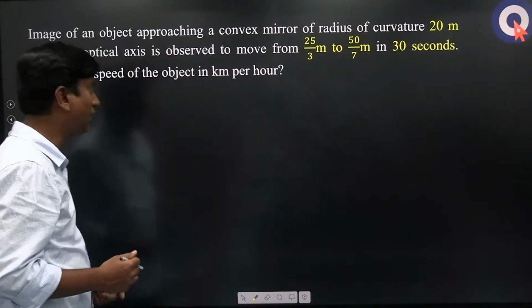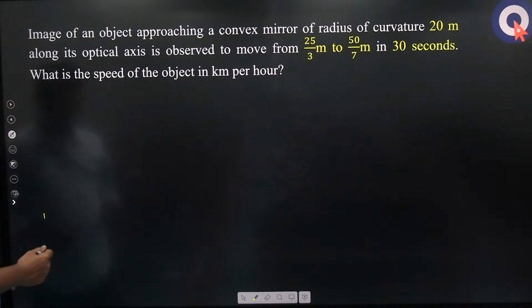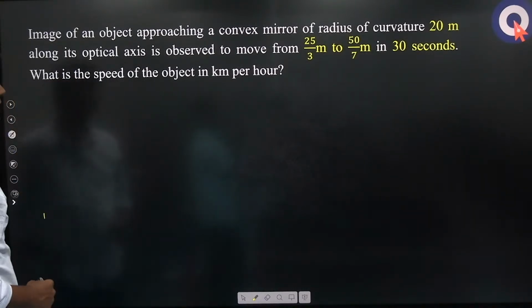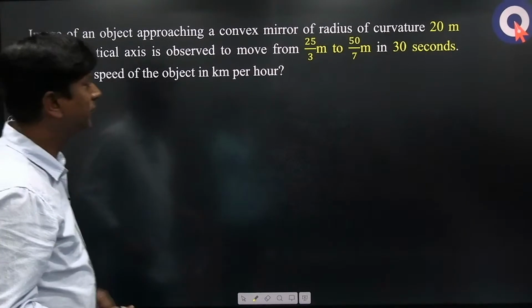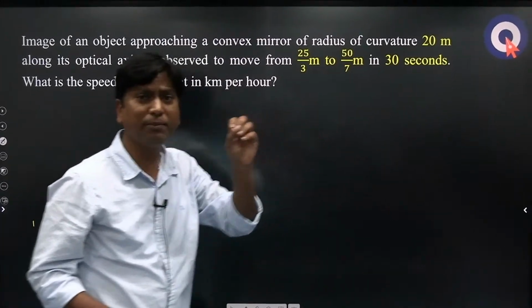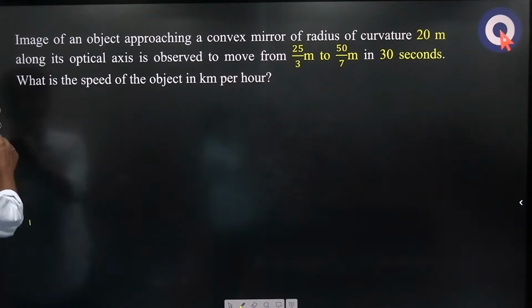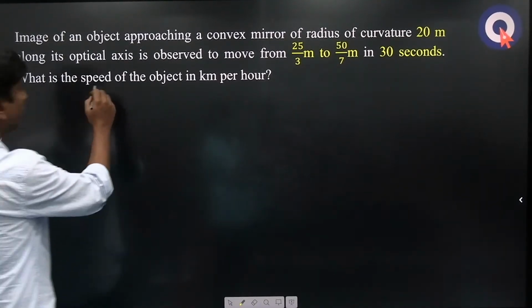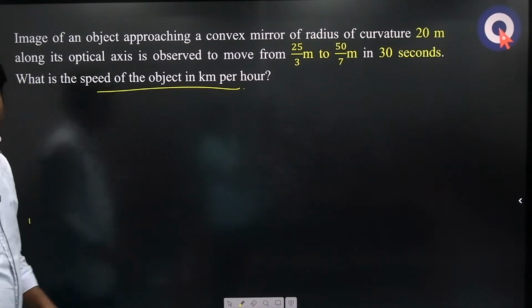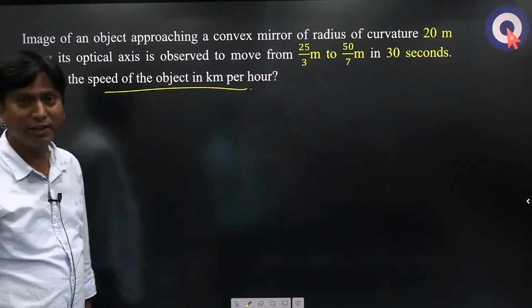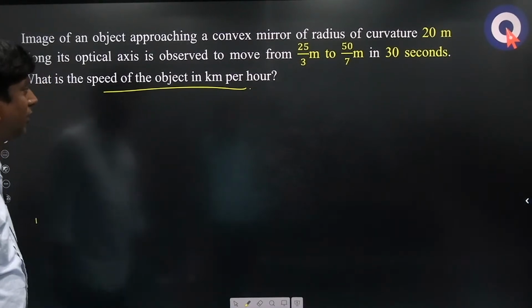First one: the image of an object approaching a convex mirror of radius of curvature 20 meters along its optical axis is observed to move from 25/3 meters to 50/7 meters in 30 seconds. What is the speed of the object in kilometers per hour? So the object is moving in front of the convex mirror.